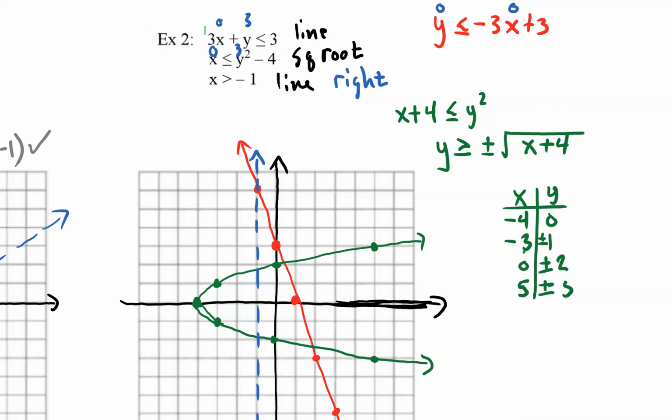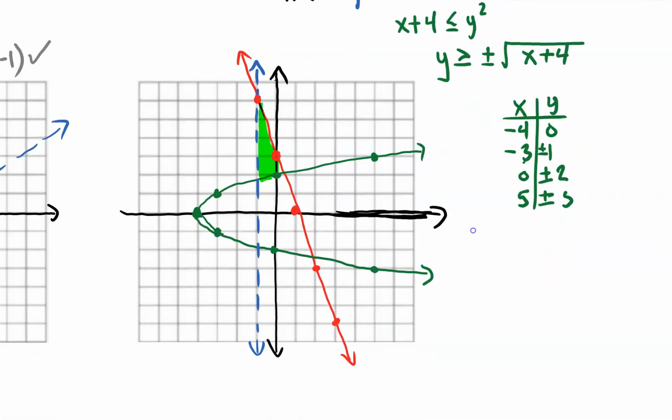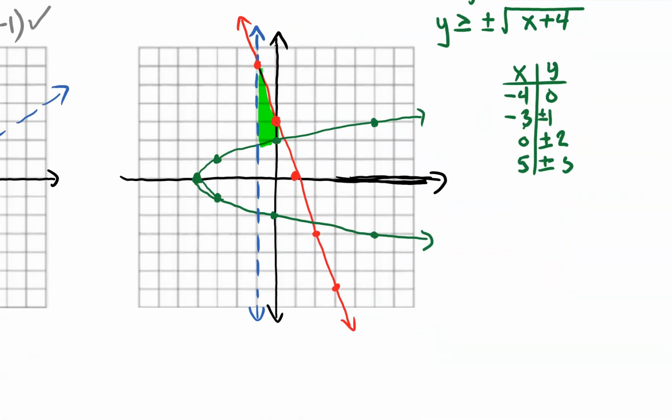At this point, what are those parts? Well, here's one of them, because you have to be outside the parabola, left of the red line, right of the blue line. And outside the parabola, right of this line, below the red line.